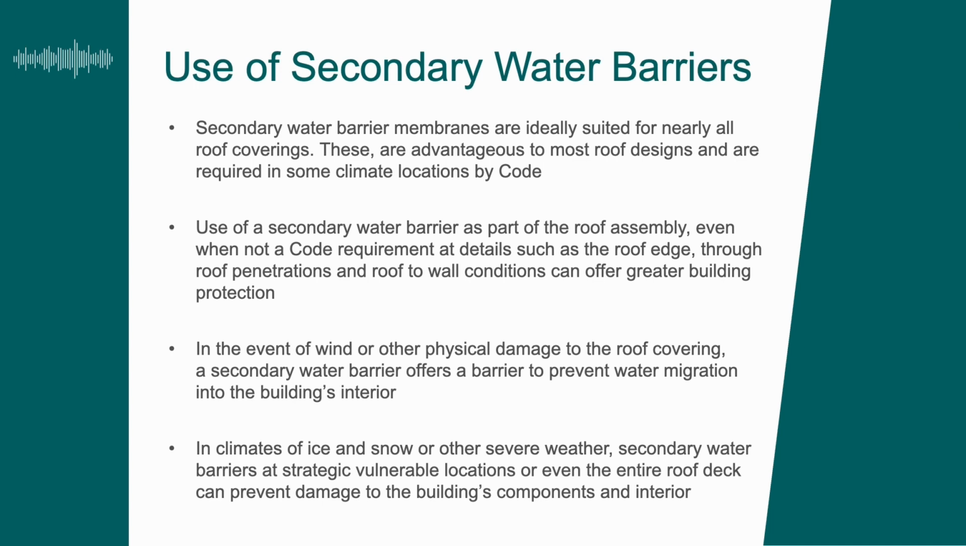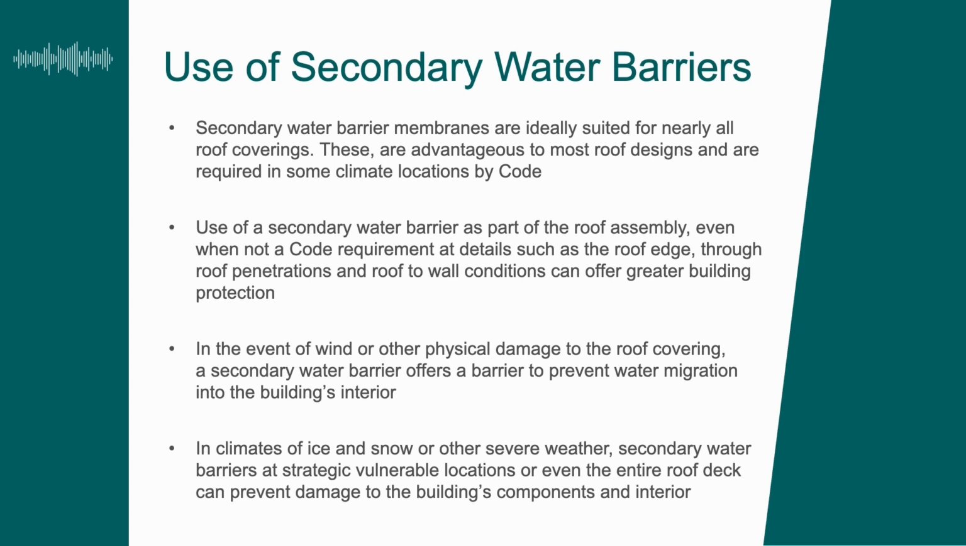So, the use of secondary water barriers. Secondary water membranes are ideally suited for nearly all roof coverings. These are advantageous to most roof designs and are required in some climate locations by code. Use of a secondary water barrier as part of the roof assembly, even when not a code requirement, at details such as the roof edge, your roof penetrations, and roof-to-wall conditions offers greater building protection. In the event of wind or other physical damage to roof coverings, the secondary water barrier offers a barrier to prevent water migration into the building's interior.